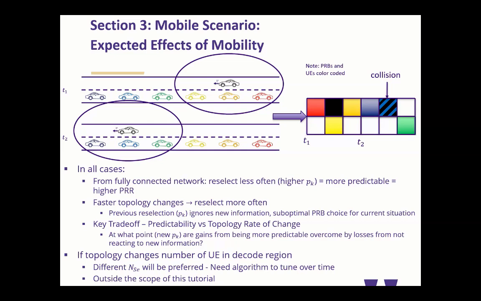But with mobility, there's now an added element where over time, you are able to sense more and more UEs you could not sense previously, meaning they were hidden to you during your last reselection event. And therefore, you are more likely to collide with them. This creates a trade-off where at high speeds, you may lose more to increased collision probability than you gain from being more predictable.